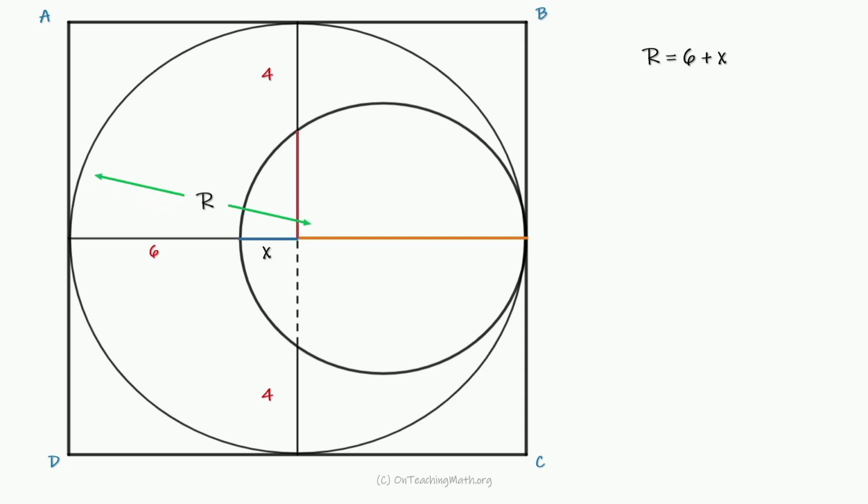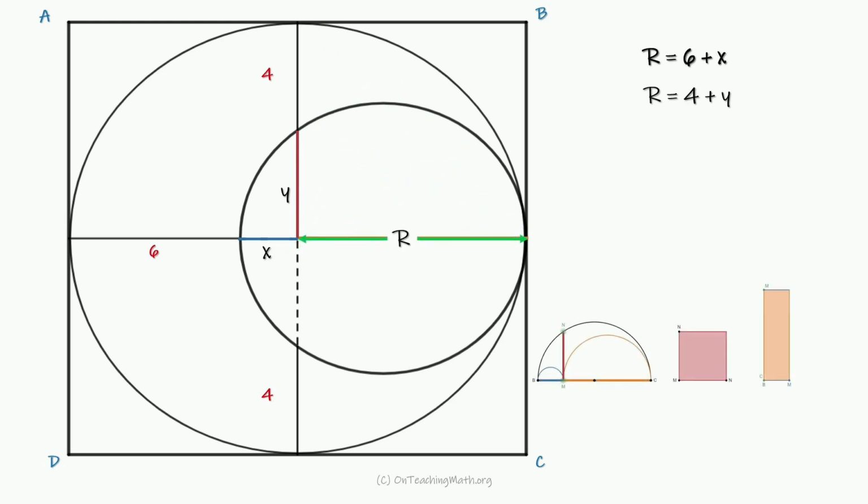Okay. Now, we also know that this is R. So let's call this little horizontal side y. So we also now know that R is equal to 4 plus y. Right? This is also R. Okay, so we know that x times R equals y squared. There's our third equation. So, pretty cool right there.